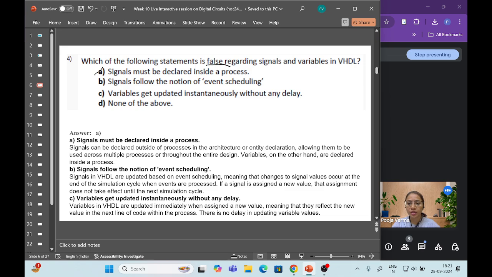Now the next option is variables get updated instantly without any delay. In VHDL, variables are updated immediately when assigned a new value. That means they reflect the new value in the next line of code within the process, and there is no delay in updating the variable value. Okay. So in that case, option A is the correct answer for this question. Signals must be declared inside the process: this one is a false statement, that's why it is the correct answer. Okay. Moving to the next question.